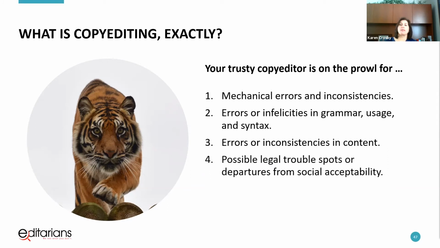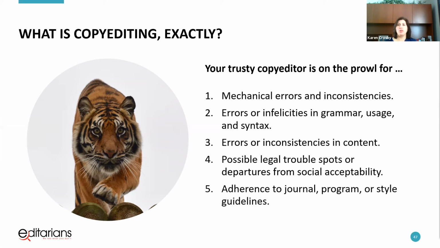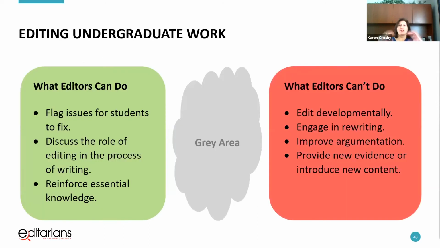A fourth area is possible legal trouble spots, such as libel, plagiarism, or missing permissions, and departures from social acceptability, such as bias in your writing or failure to give sources. One of the downloads we've prepared for you today covers some of these ethical concerns. And of course, we're talking here about academic work. So we do all of this with a style guide in mind. There's no point inserting footnotes in a bibliography, for example, if the style guide calls for author date citations and a reference list.